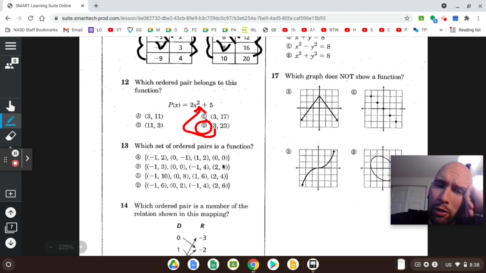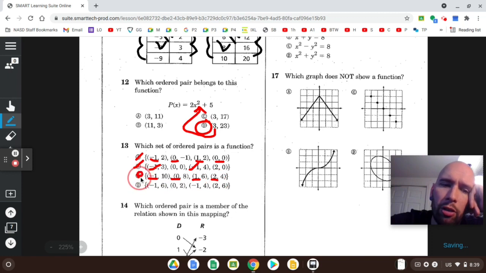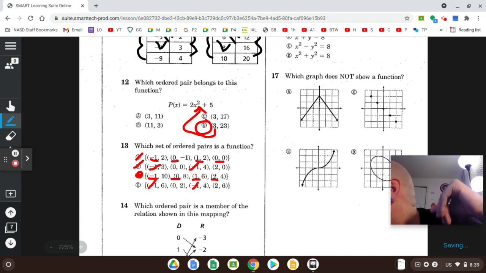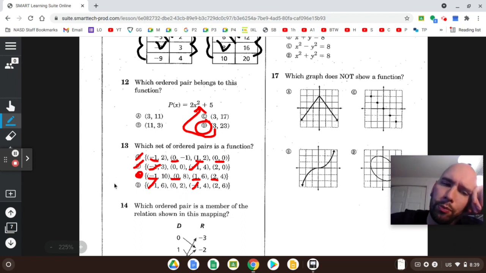Which set of ordered pairs is a function? If it's a function, the x's don't repeat. So -1, 0, 1, 0. Oh, look, x's repeat at 0. It's not A. -1, 0, -1. The negative ones repeat, so it's not B. Remember, x's can't repeat for it to be a function. -1, 0, 1, 2. The x's don't repeat. That is a function, but let's just double check D. -1, 0, -1 is used twice. So since -1 is used twice, that's not a function either.